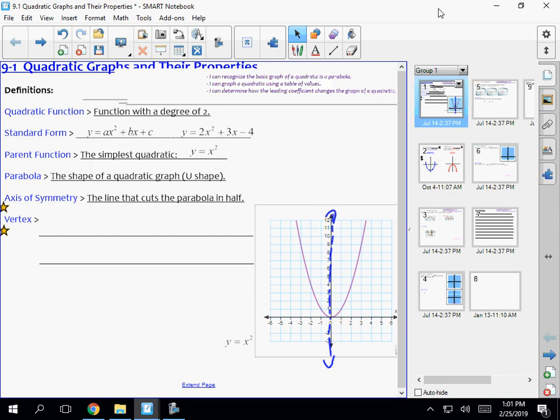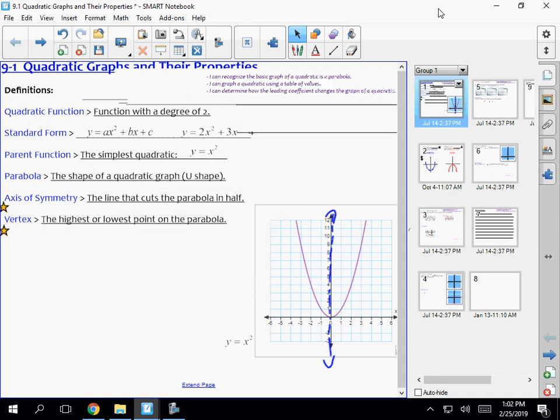So the vertex, we've got a vertex on this thing. Here's the axis of symmetry. See if I can get my vertex to come on over. So the vertex, there it is. Can you see it in red there? It's the highest or lowest point on the parabola. In this case, it's the lowest point. So if you're modeling something with a parabola, that lowest point is called the vertex.